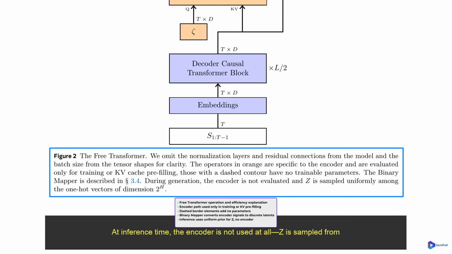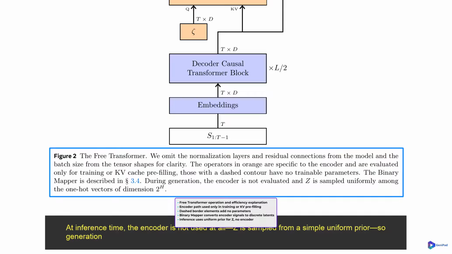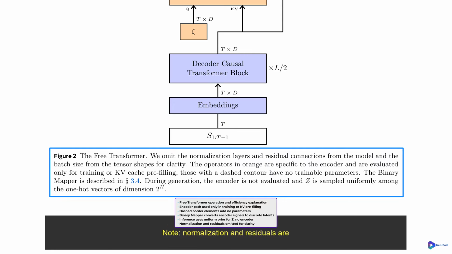Z is sampled from a simple uniform prior, so generation remains as fast as a standard decoder while still benefiting from learned latent structure. Note, normalization and residuals are omitted in the diagram for clarity.